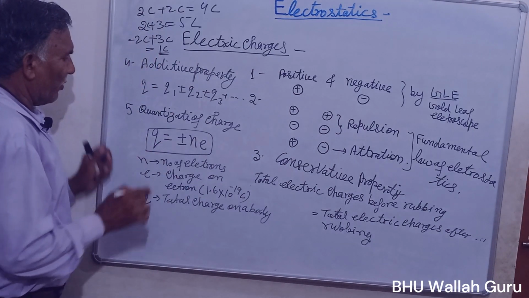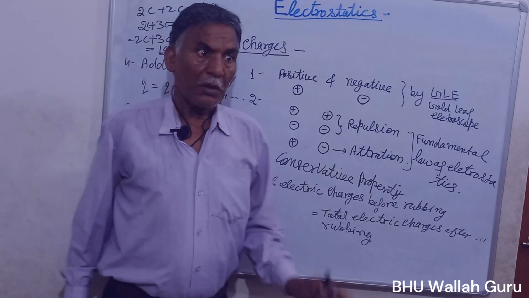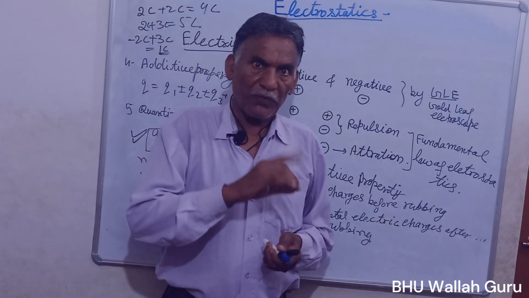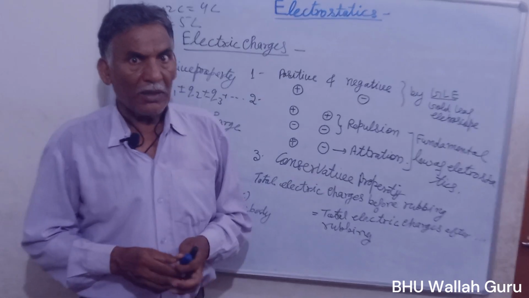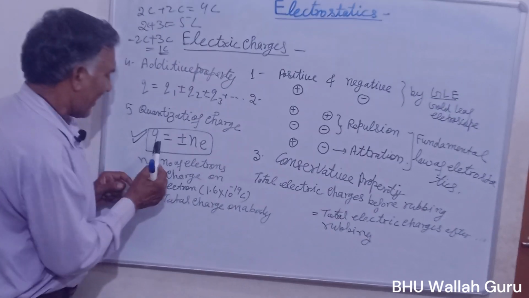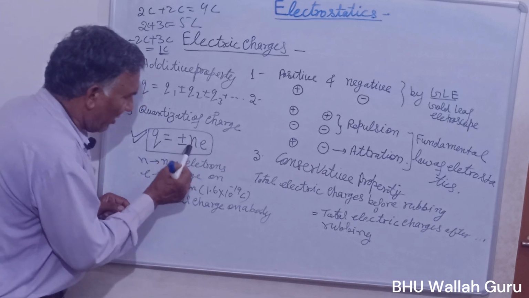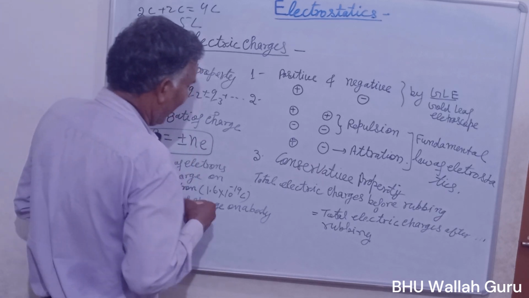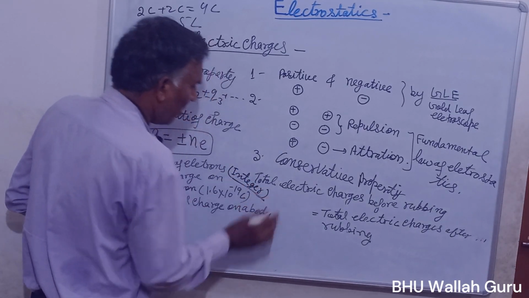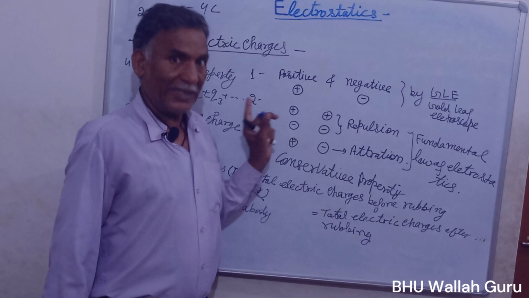And the last property, which is very important, is known as the quantization of charge. If electric charge is transferred from one body to another, then the body will acquire charge. The total charge on the body is an integral multiple, an integer multiple, of the elementary charge e.